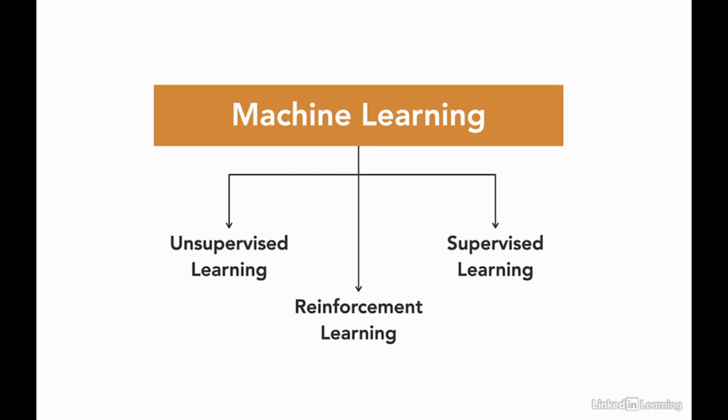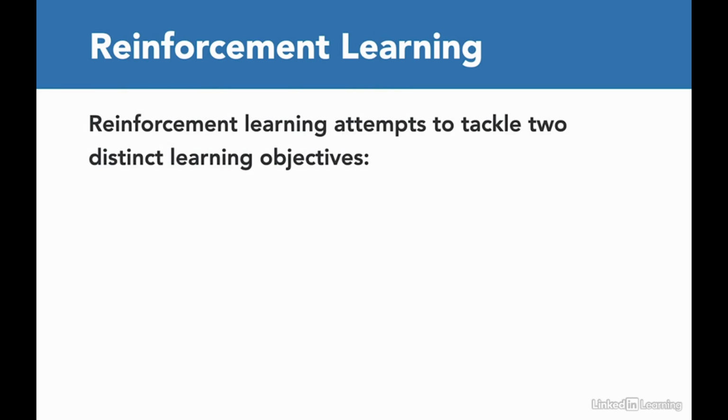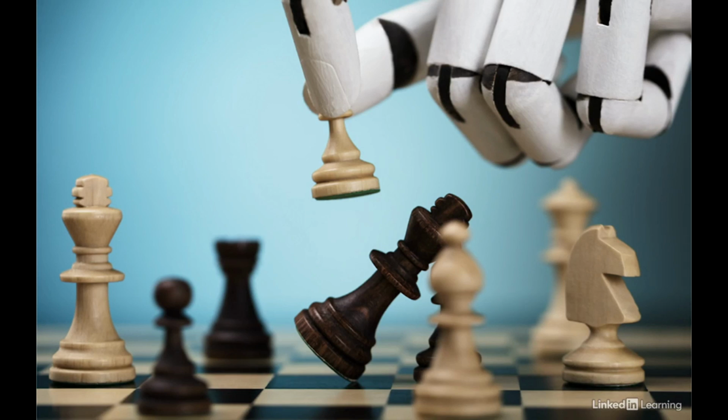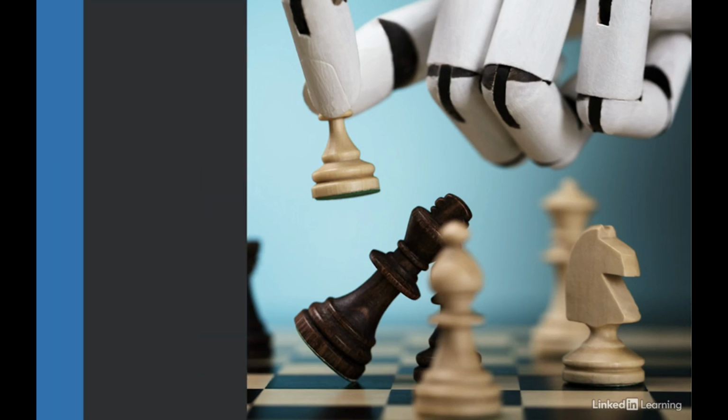Unlike unsupervised learning, where the objective is to identify unknown patterns in unlabeled data, and supervised learning, where the objective is to learn patterns in previously labeled data, reinforcement learning attempts to tackle two distinct objectives. The first is finding previously unknown solutions to existing problems. An example of this learning objective is a machine that plays chess better than any human ever.